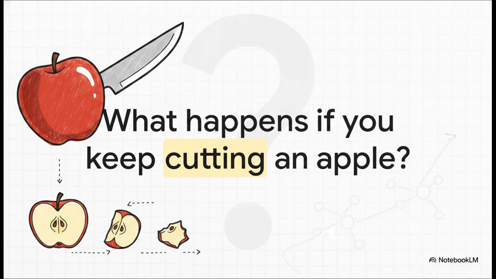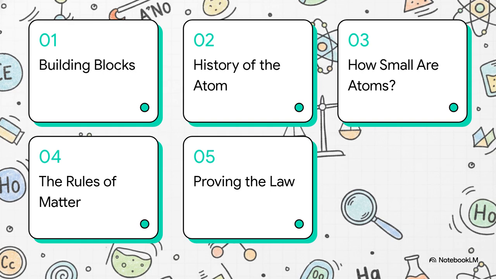Would you just end up with an infinitesimally tiny piece of apple, or would you eventually hit a wall? Is there a literal stopping point where it just can't be divided anymore? Keep that mystery in the back of your mind, because that exact question is what kicked off the entire science of chemistry. Here's a quick roadmap of what we're covering today.